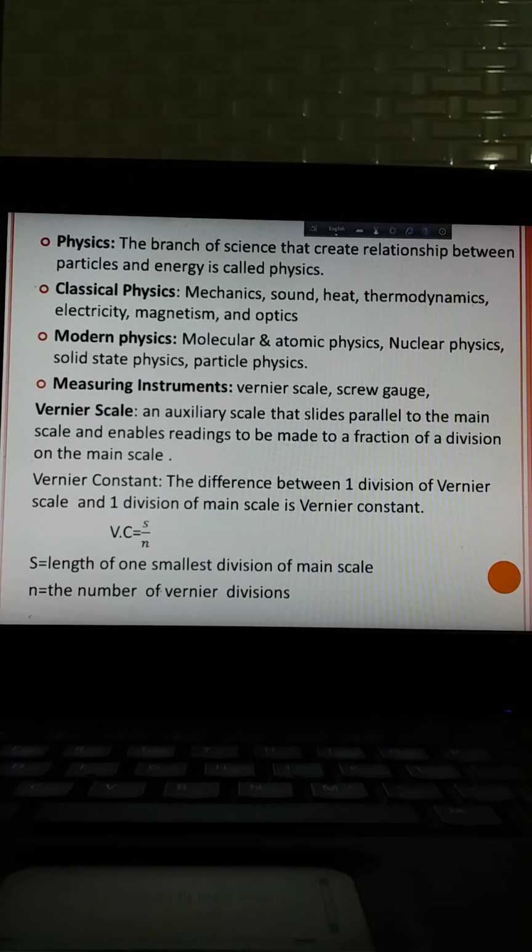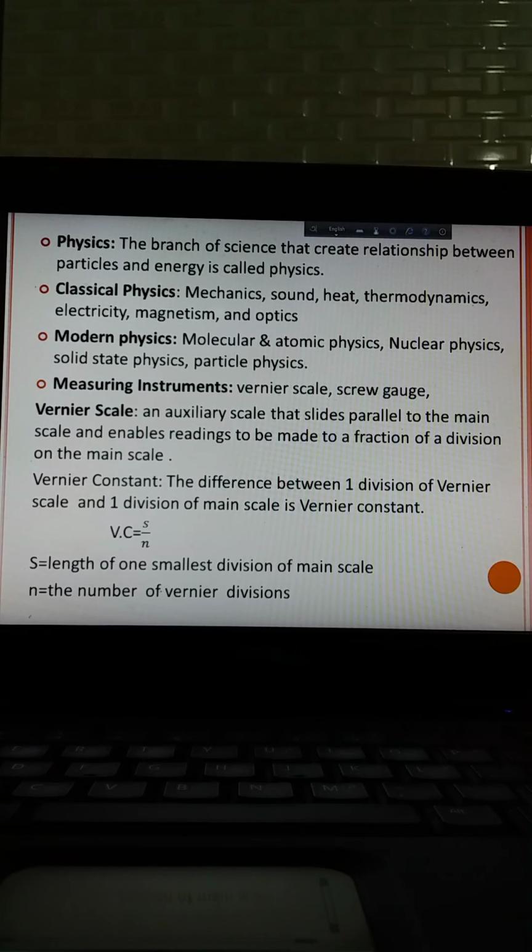That means, why do you use vernier scale instead of main scale? Using a main scale, we can measure the value of any object in millimeter scale. The least count will be in the millimeter scale using the main scale. But if we want to get the value of a fraction of a millimeter, then we cannot use the regular scale or main scale. We have to use a special type of scale that is called vernier scale. That means this scale is usually used to get the fraction of millimeter range.